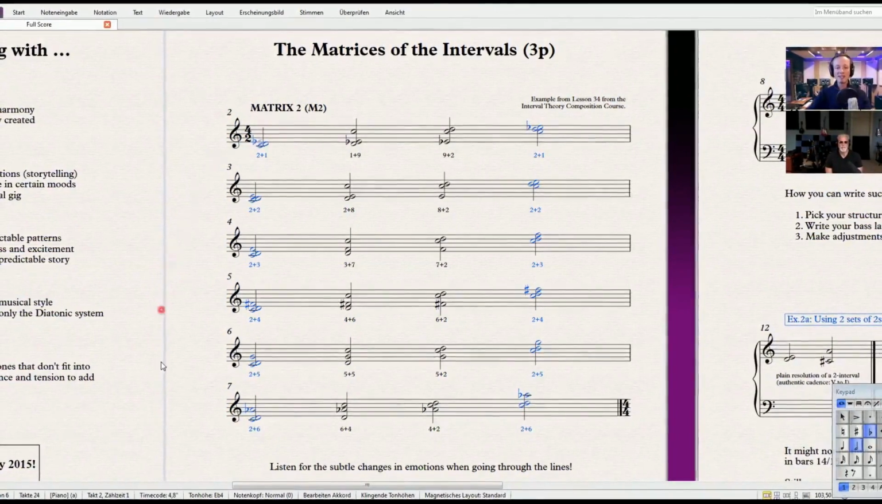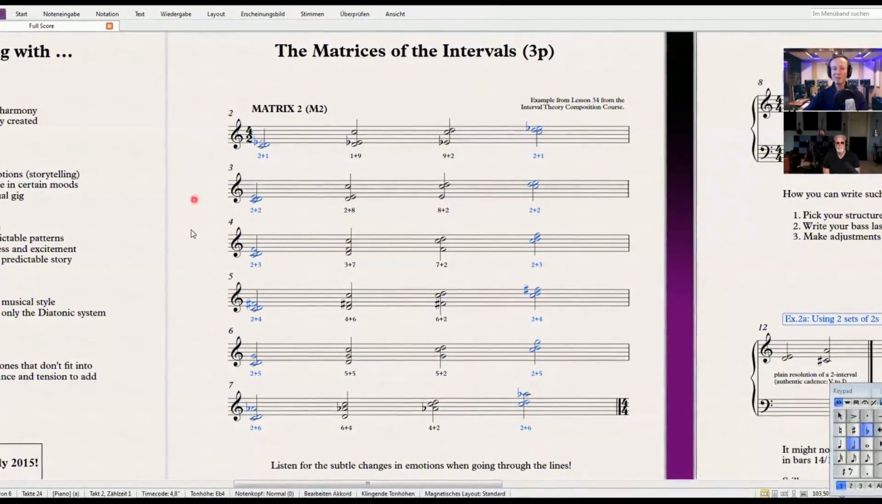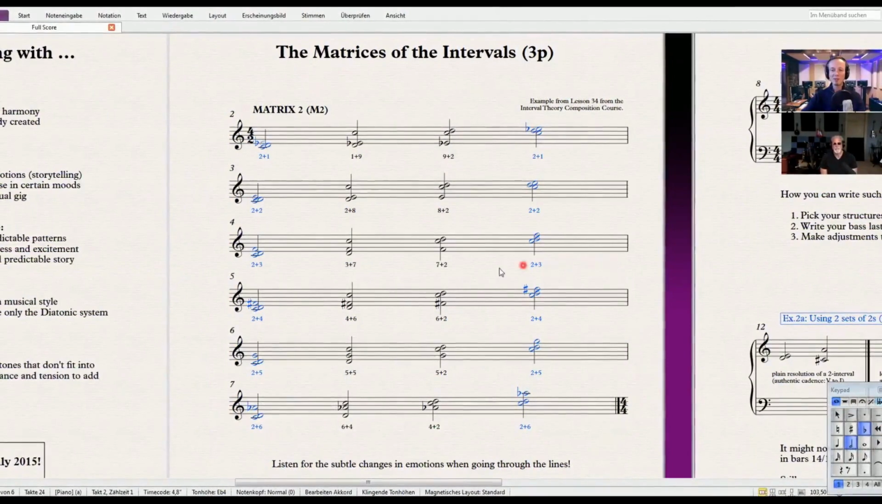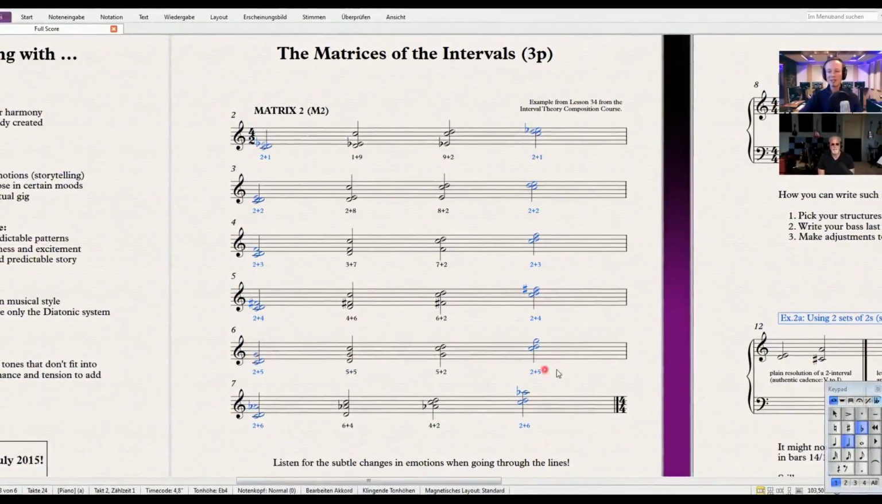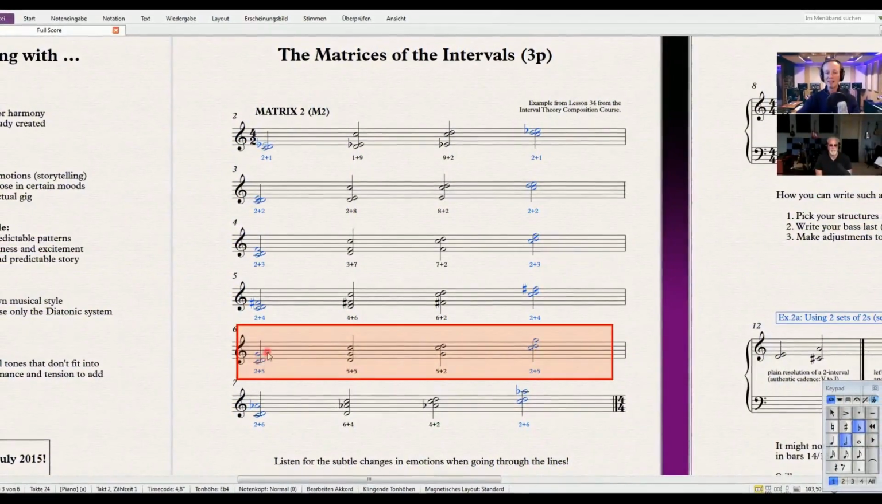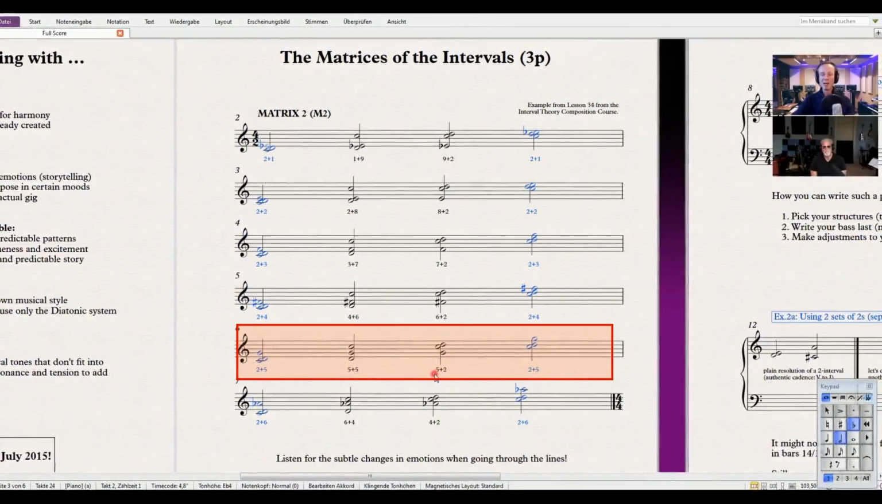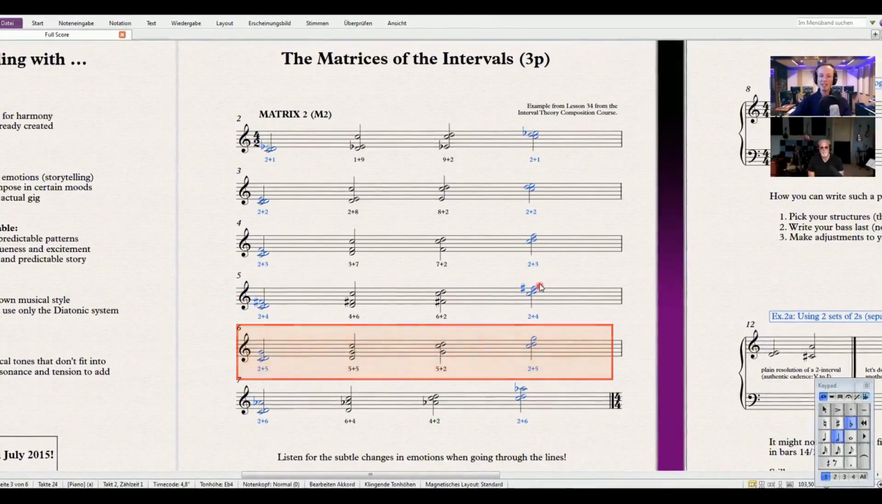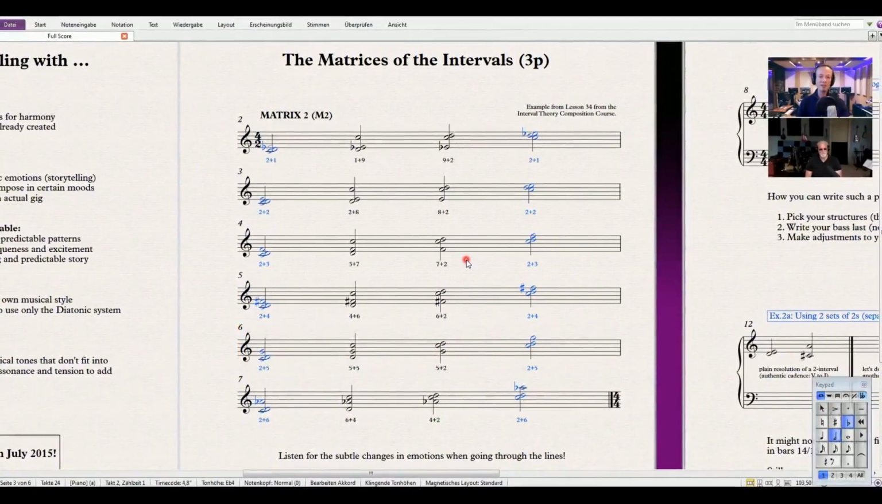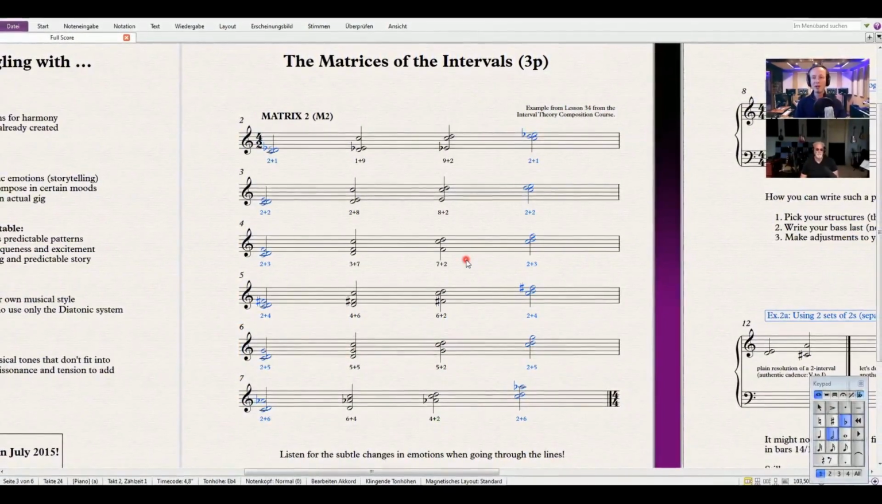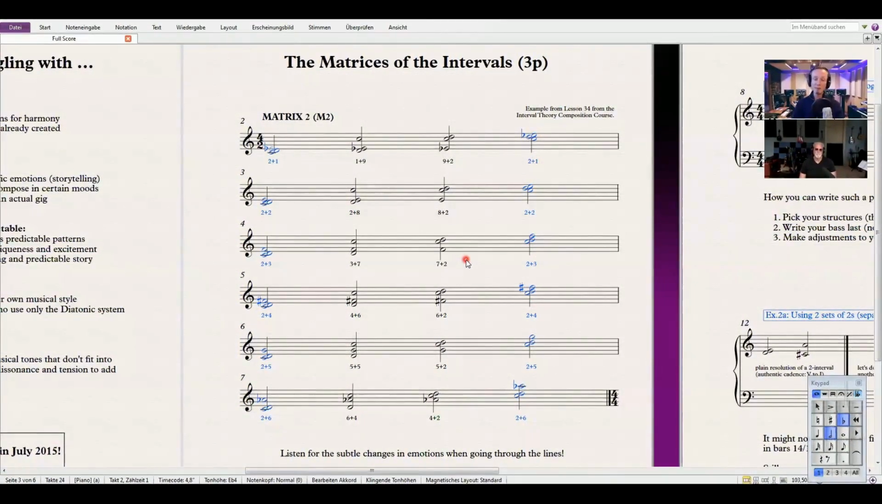All of these things here are not clearly defined in the diatonic system as chord structures. This one here comes closest. That's nothing else than a sus2 or a sus4 triad. But all these other structures give you an additional vocabulary that you can use for harmony. And that is one of the really important points.